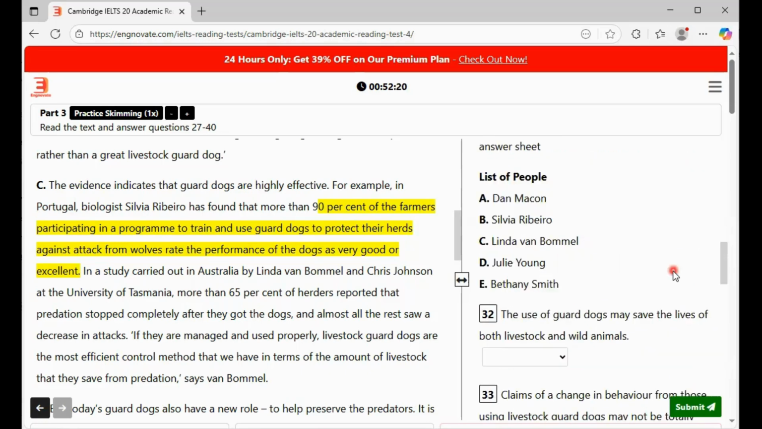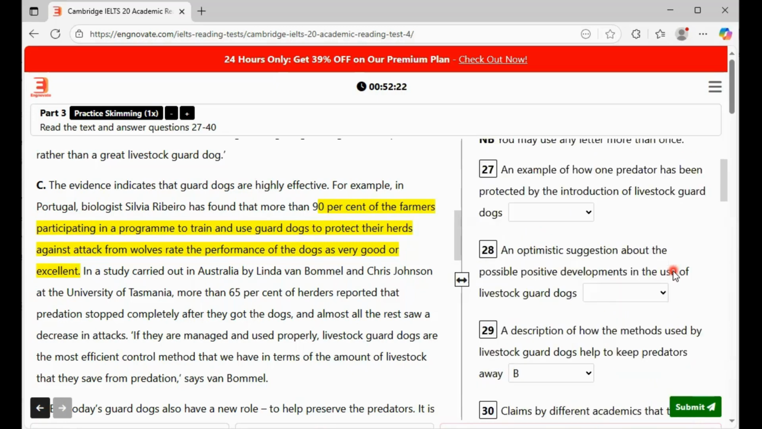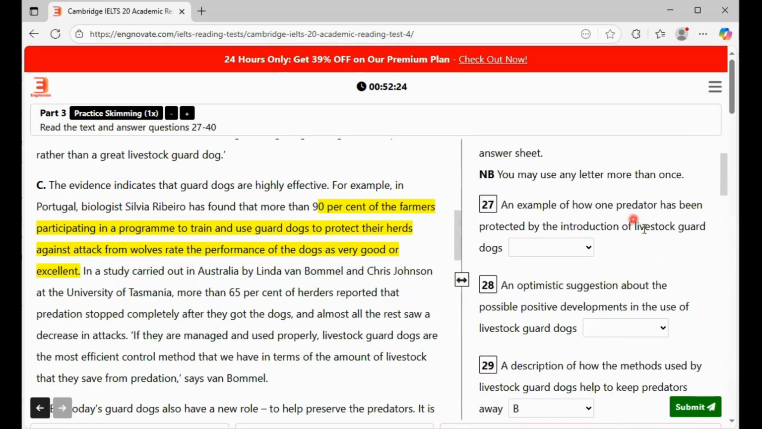Then let me see the matching information. How one predator has been protected. No. Optimistic suggestion. Possible developments. No, it's not here. I can't see it here.